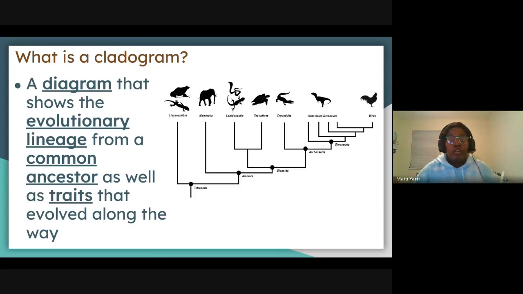So on your worksheet, the official definition of the cladogram is a diagram that shows the evolutionary lineage from a common ancestor, as well as traits that evolved along the way. So I want you to take about a minute, pause the video, because you can see this on me. Pause the video, go back to your worksheet. You should see the orange blanks. Make sure you fill in that definition for what is a cladogram.